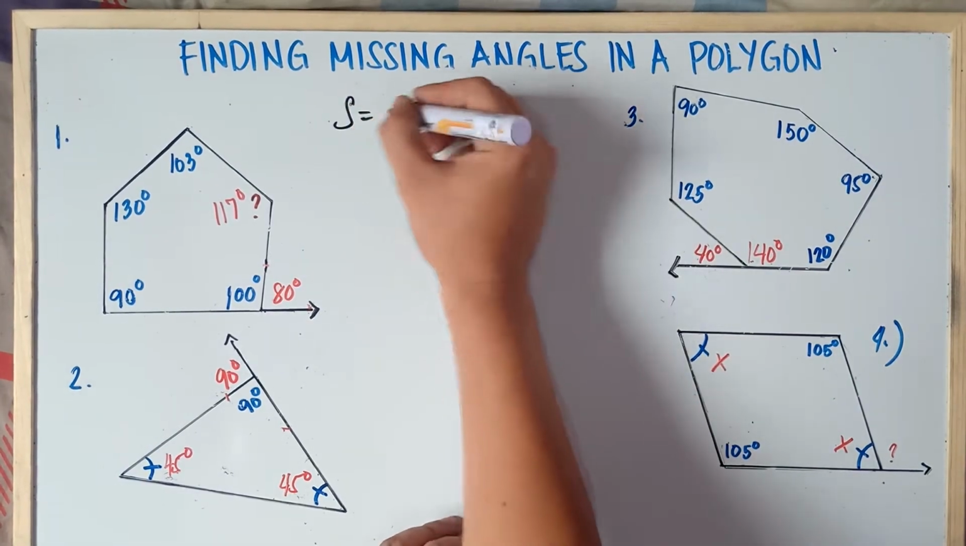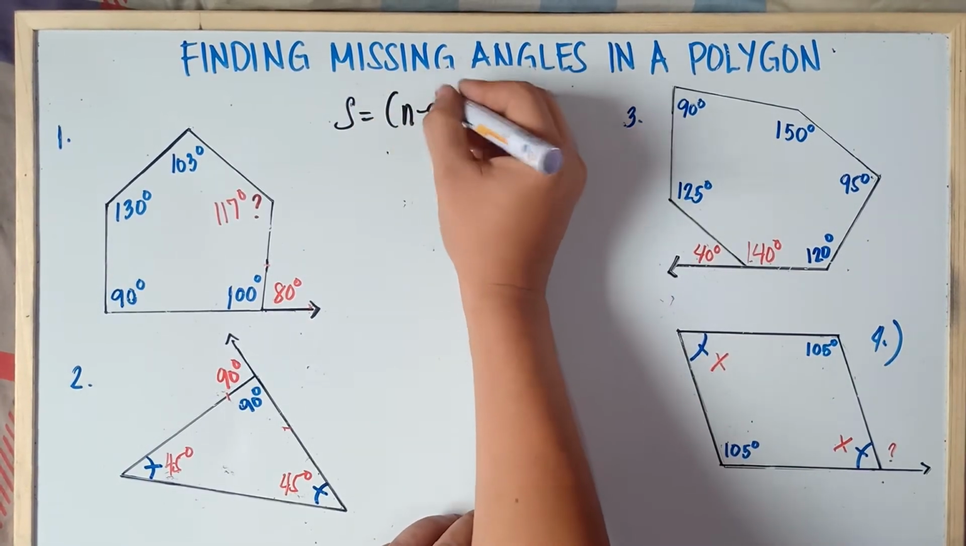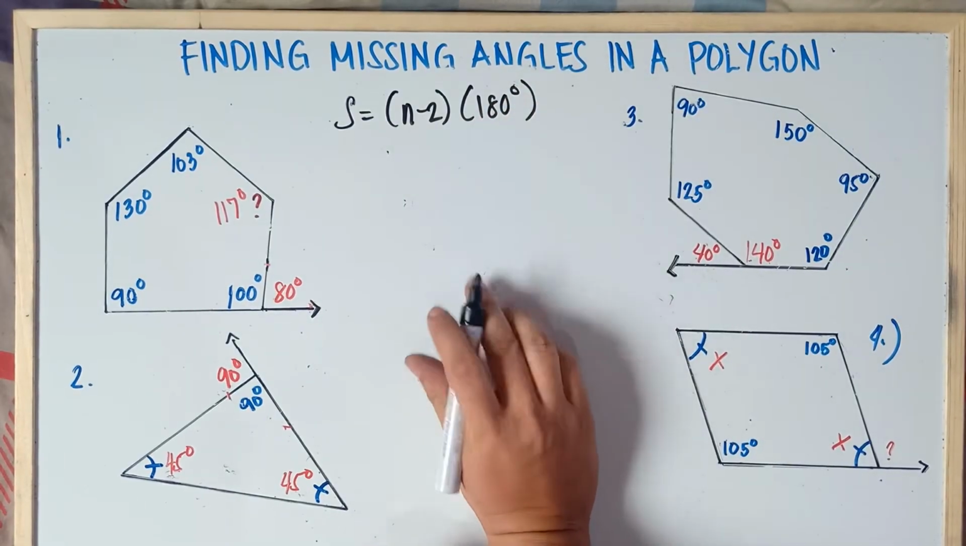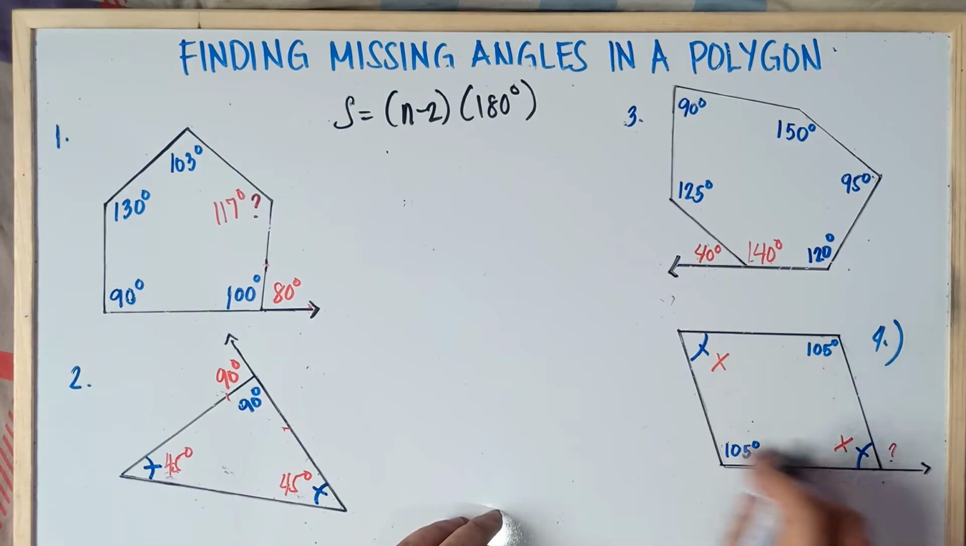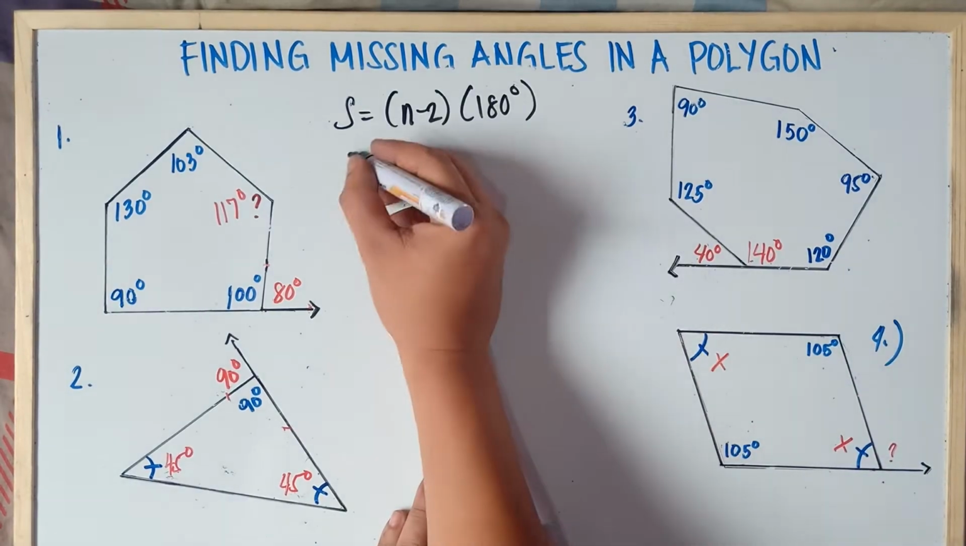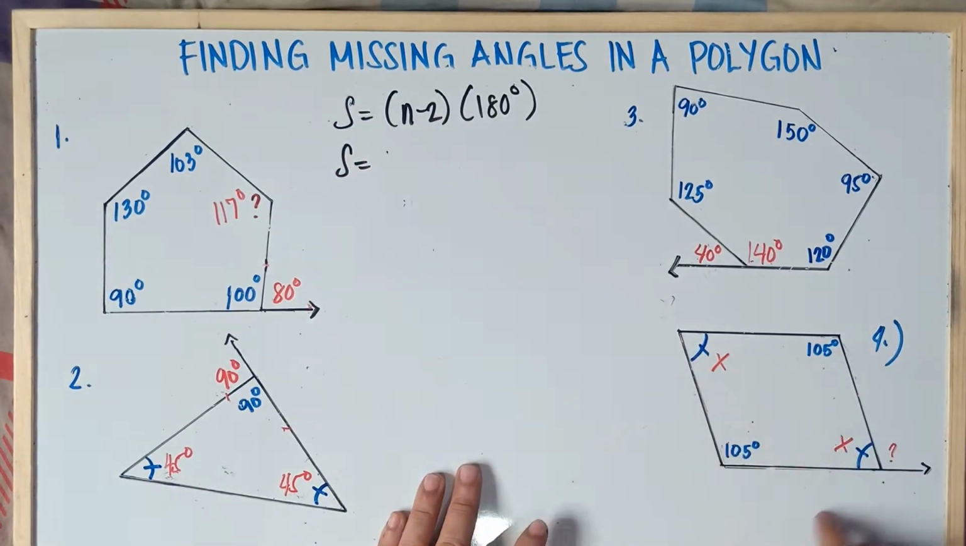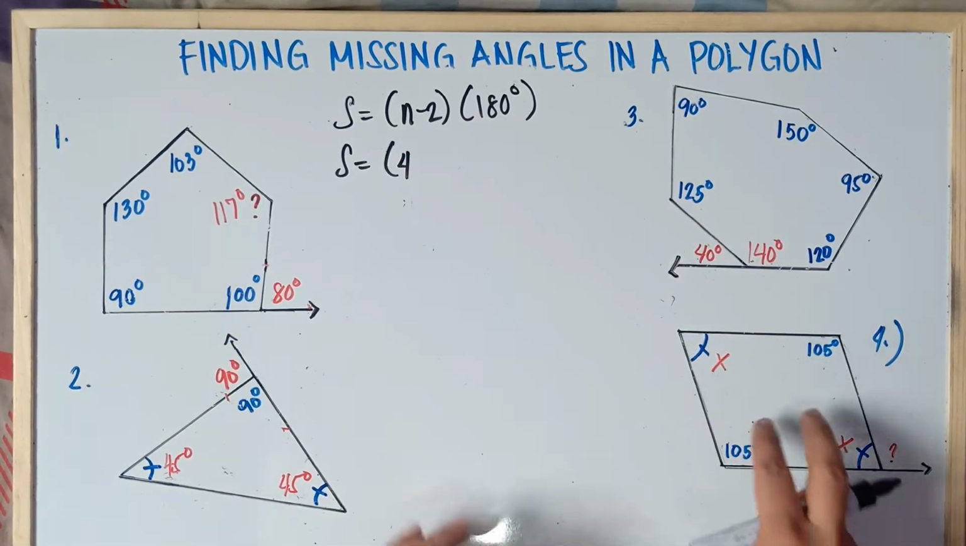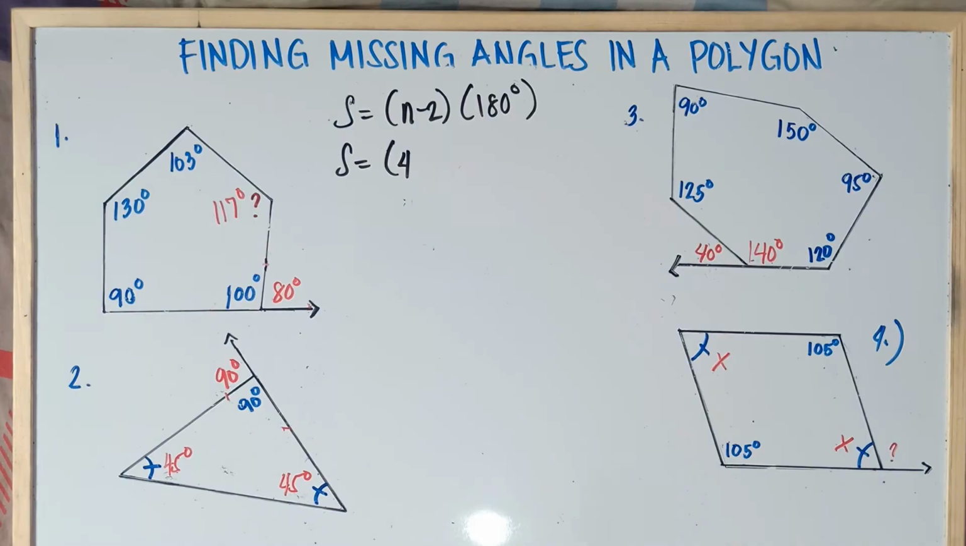The sum equals quantity n minus 2 times 180 degrees. Once again, class, this is the formula for getting the sum of interior angles. So S equals n, the number of sides. That would be 4 sides: 1, 2, 3, 4. Once again, a polygon with 4 sides we call a quadrilateral.